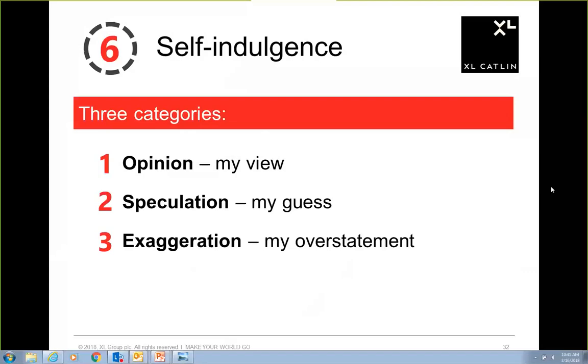First 5 sins. Let's move on to the 6th, self-indulgence. And this essentially is indulging one's whims or desires without any restraint or thought about what you're doing. And there's really 3 categories that come into play here.